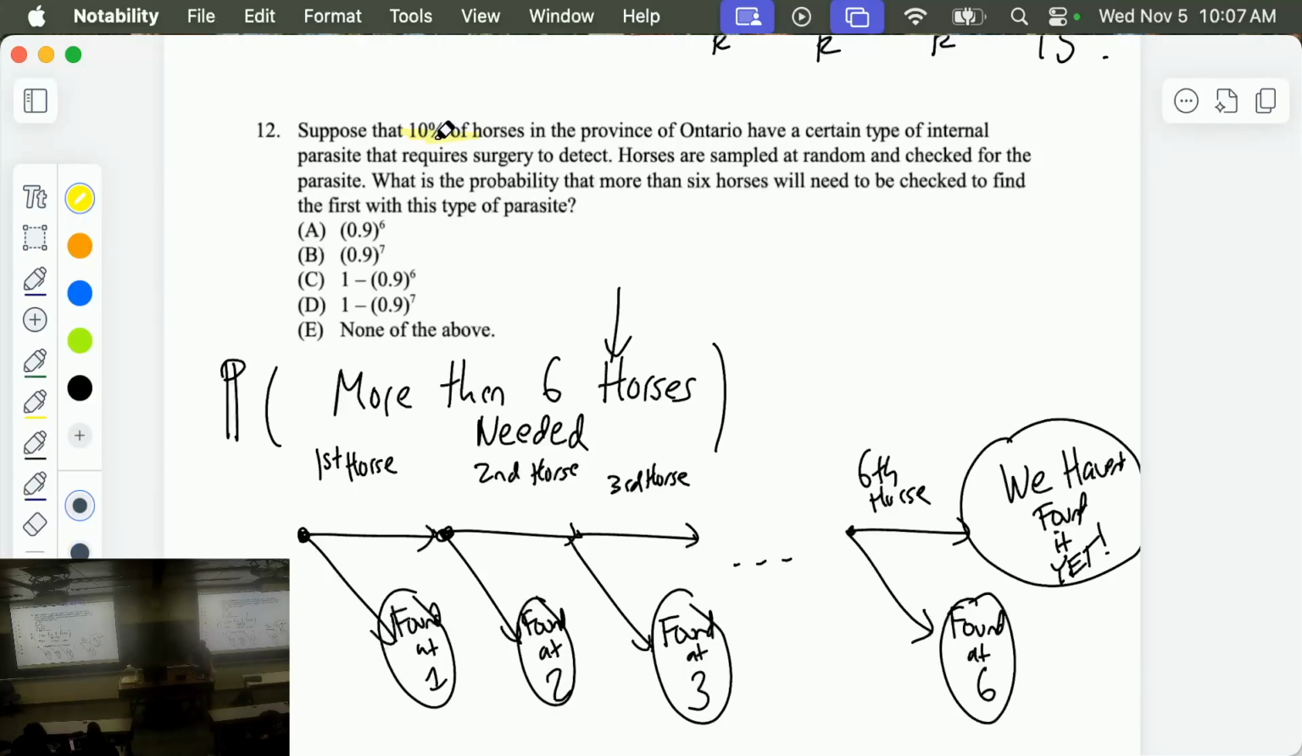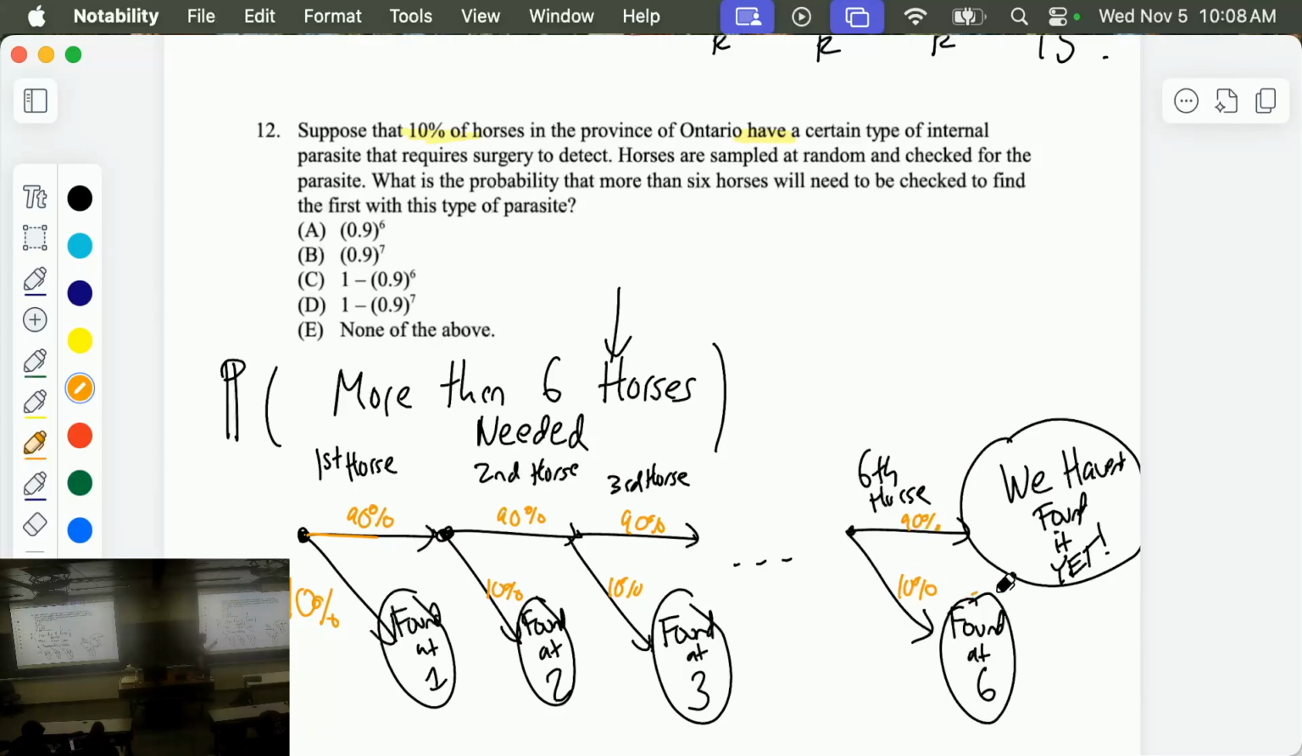10% of horses have it. So this will be a 10%, and then that one will be a 90%. So let's label that. Let's do orange. 10% chance to find it, and a 90% chance to not find it. So 10% chance we find it right away, then a 90% chance we don't find it, and then we have to try again. And then that level will be another 10% branch, a 90% branch, a 10% branch, a 90% branch, all the way up to a 90% branch, and a 10% branch. Okay, so there you go.